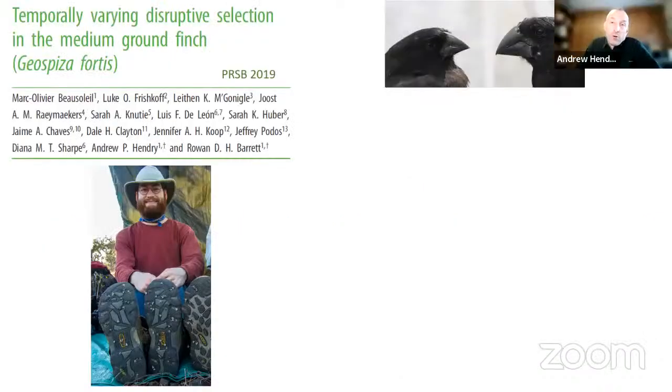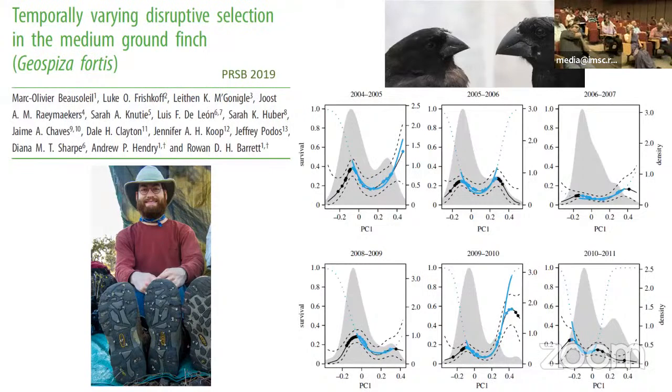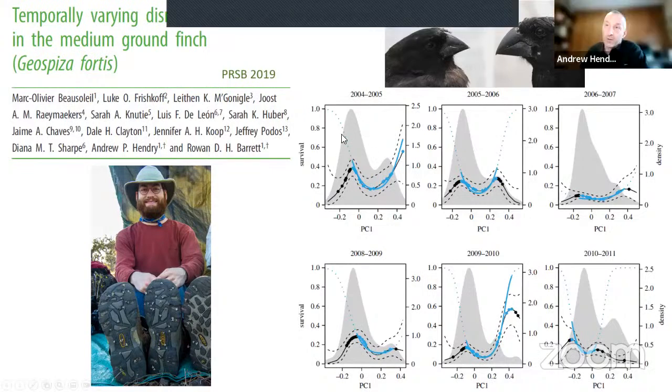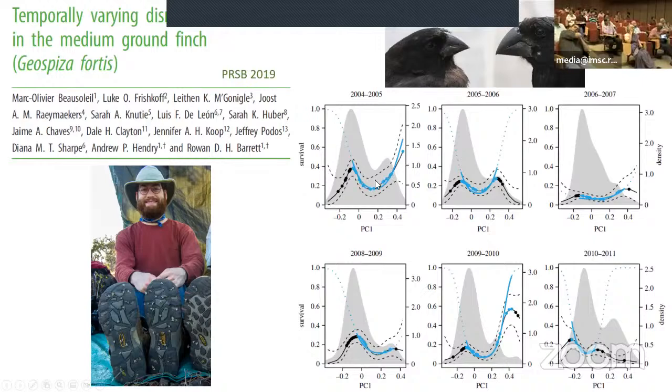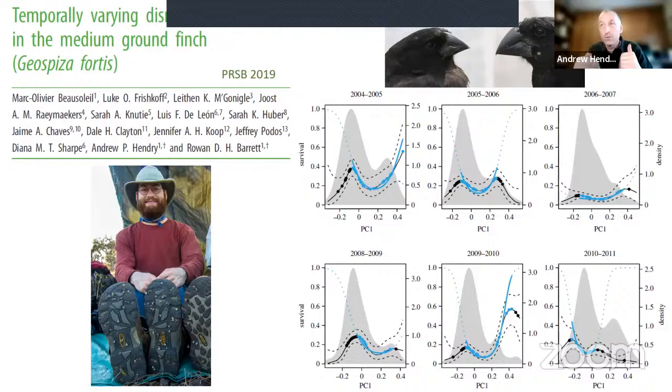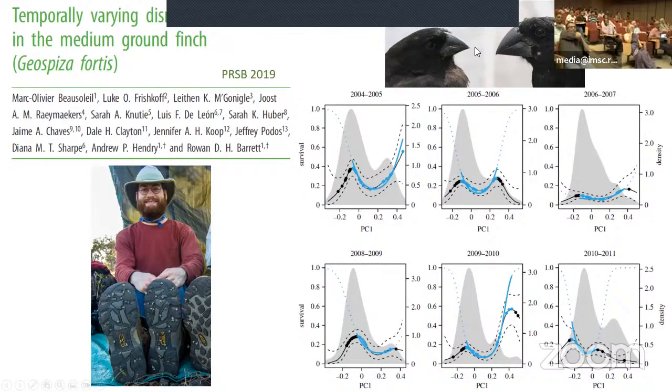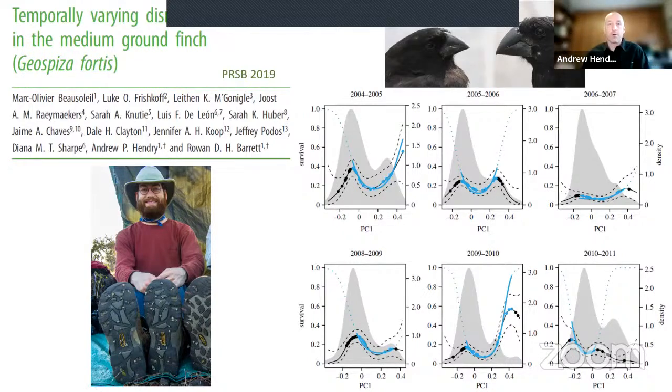So we've subsequently done a whole bunch more work showing that, yes, selection really is always pushing these two types apart within this one species. The gray, this is different years, is the distribution of beak size, and the blue and black curves show that intermediate birds between these two sizes on the top here, the ones in the middle, don't do very well when it comes to survival. So selection is always pushing them apart.